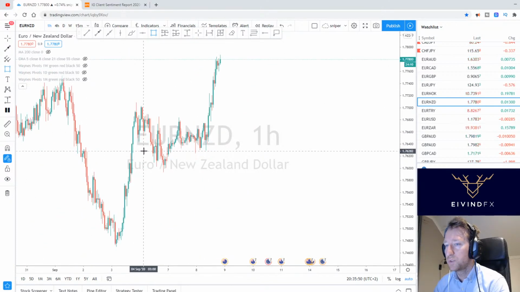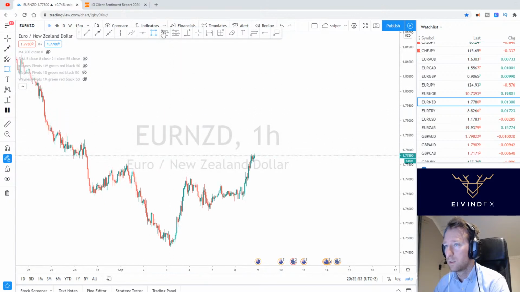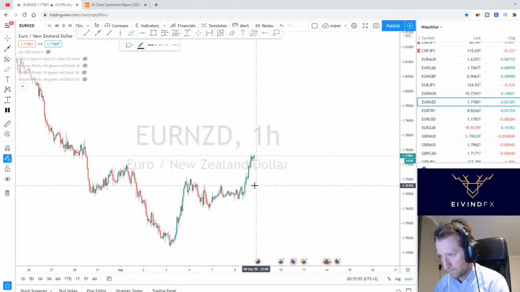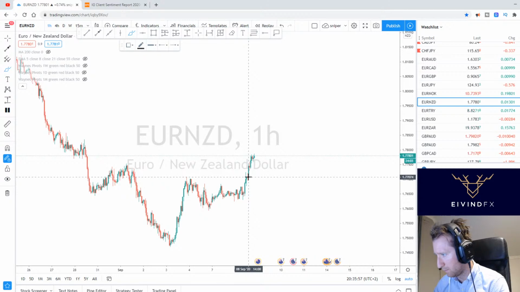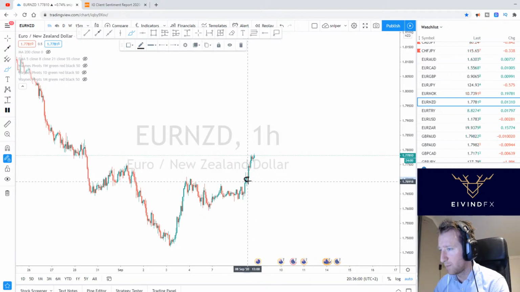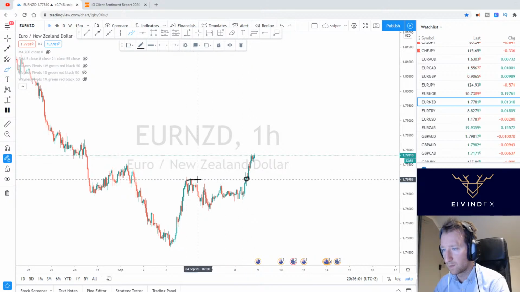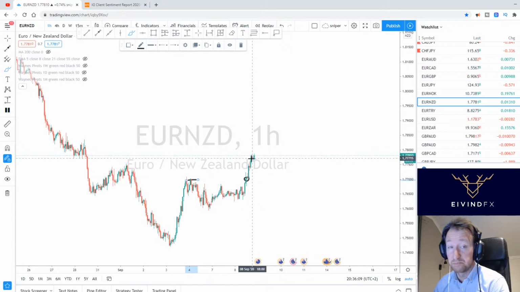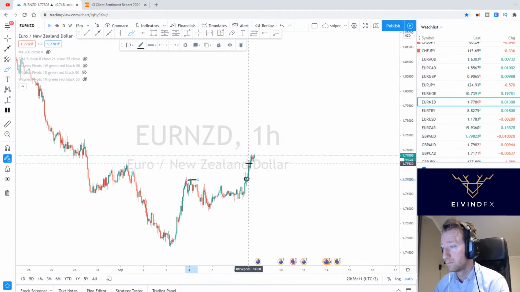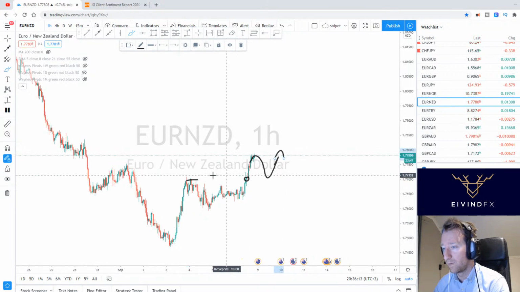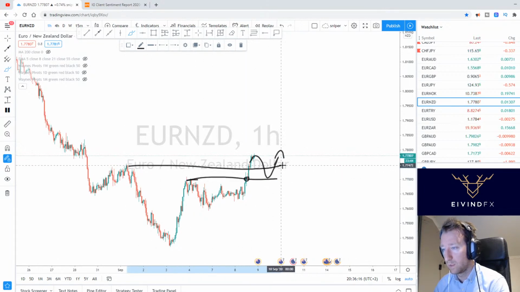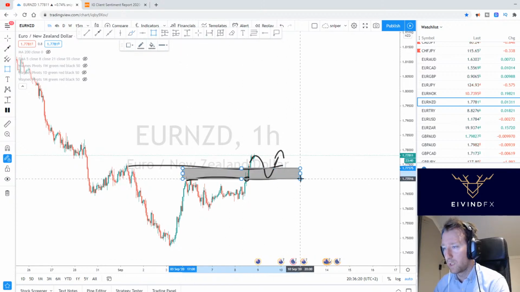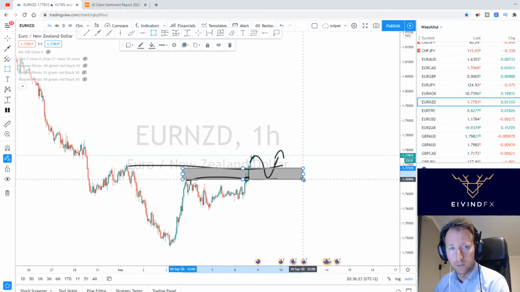So this has been shooting up like a rocket today. And when did I see it? Did I see it here? I think I said something about Euro New Zealand here at around 117 after the break of this high here. And after that it just went up. So basically just waiting for the pullback, wherever that is, either here or here. So I don't know, this is just shooting like a rabbit blind.